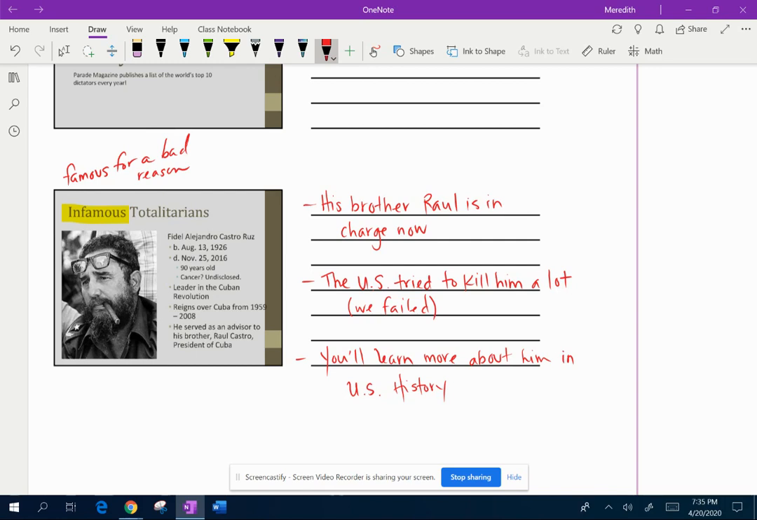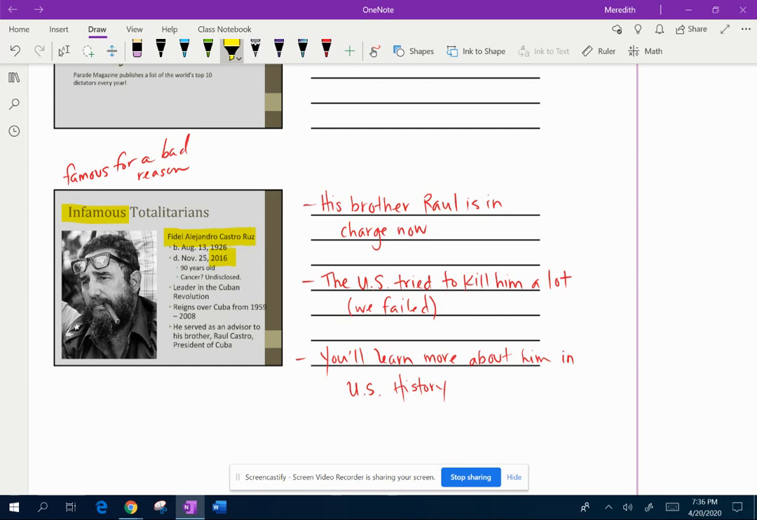So Fidel Castro is someone who is cited a lot as a famous communist dictator. His brother Raul is now in charge as Castro died in 2016. We don't really know why he died, although we think it's cancer. The United States tried to kill him a lot, especially in the 1960s, and we were just really good at failing. So he clearly lived on. And so he led the Cuban Revolution against the previous dictator that the United States had supported. And then we did not have a good relationship with him.